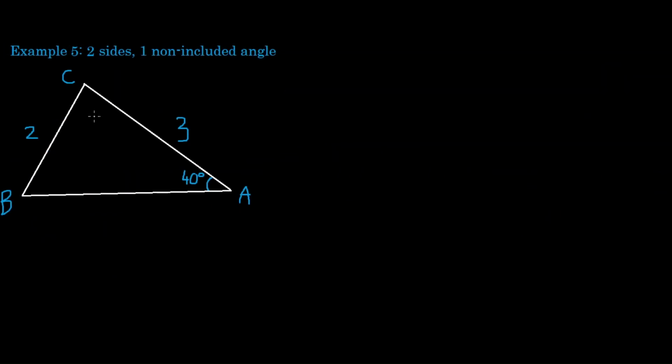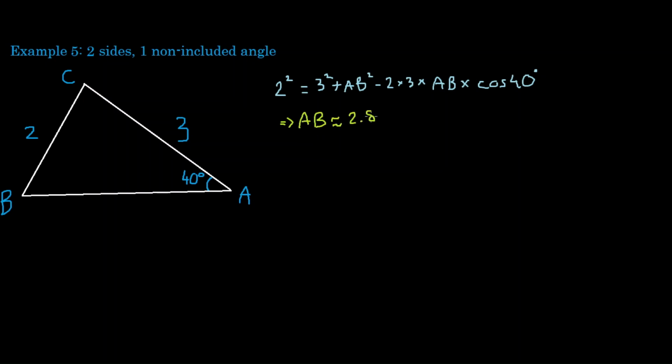This will be the last example for this video. Again, you can use the cos rule to find side AB first, or use the sine rule to find angle CBA first. Let's use the sine rule to find the remaining angles now.